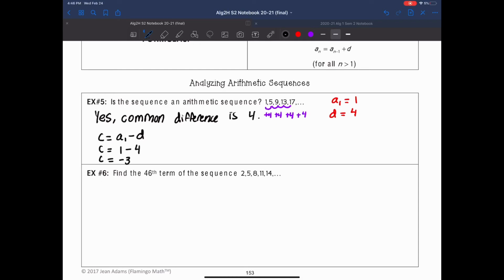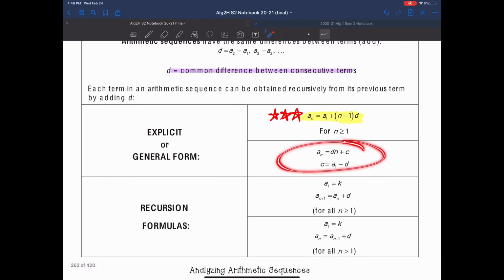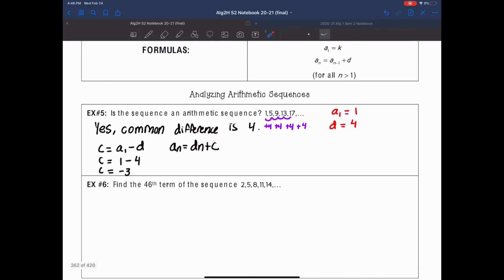Then all I have to do is plug it into the formula. A sub n equals dn plus c, which is the first formula I saw written in that second box of the table here. So I have a sub n equals dn plus c. That means a sub n is going to equal the common difference, which is 4, times n plus c, and I know that c is negative 3. So a sub n is equal to 4n minus 3. And this is the rule that I'm going to use for the arithmetic sequence.